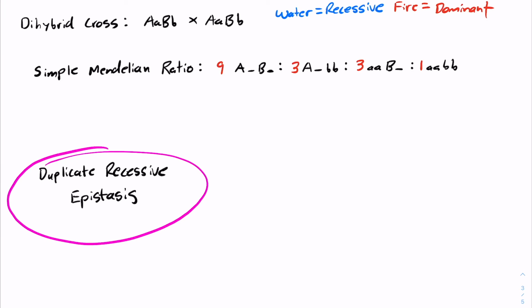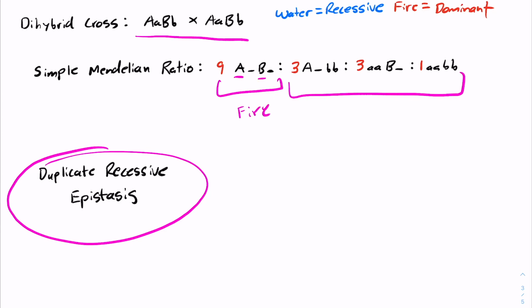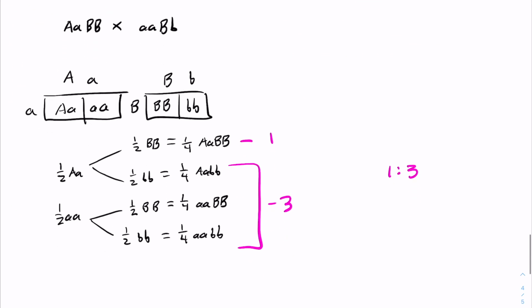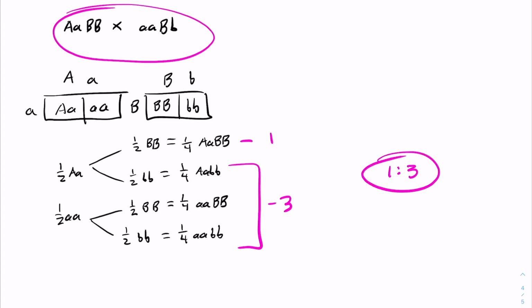Using duplicate recessive epistasis, if we did a dihybrid cross between two heterozygous individuals, we would have 9 firebenders due to the dominant alleles. And then we would have 7 waterbenders due to there being at least 2 recessive alleles. So our ratio would be 9 to 7. And then if we did another dihybrid crossover here, I already did the math, we would have a ratio of 1 to 3 due to this having at least 2 dominant alleles, especially 1, which would be fire. And then over here we have recessive, so this would be waterbenders.